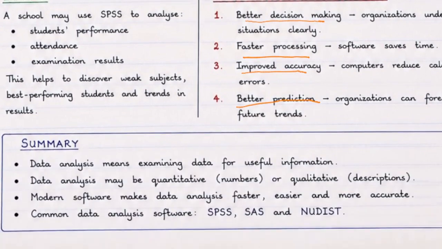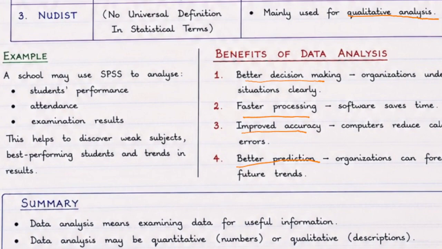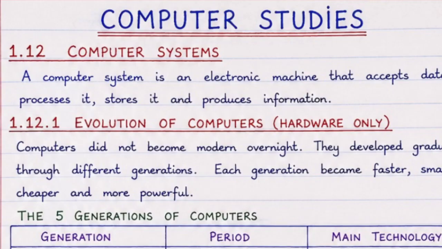So, summary: data analysis means examining data for useful information. That's number one. Data analysis may be quantitative based or qualitative based. Quantitative, that's numbers. Qualitative, that's descriptions. Modern software makes data analysis faster, easier, and more accurate. Common data analysis software: SPSS, SAS, and NUDIST.